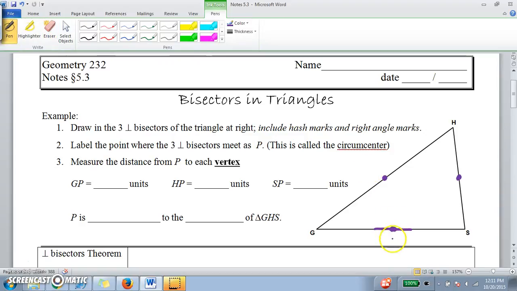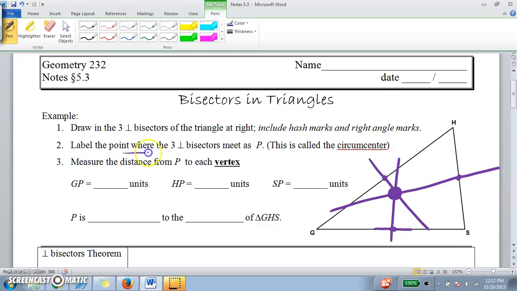So if I make a perpendicular line through this point, it looks something like that. If I make a perpendicular line through this point, it would look something like that. And a perpendicular line through this point. This line is a little bit slanted, so my line is going to be a little bit slanted. So if you do this correctly, then these three lines should all meet each other at one point.